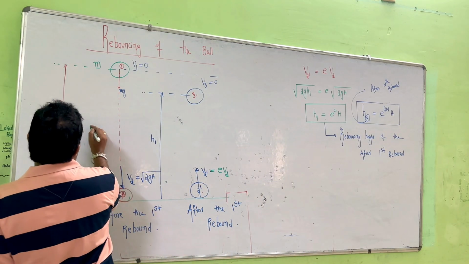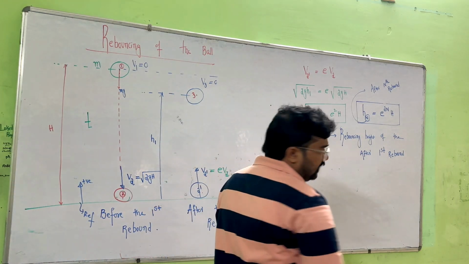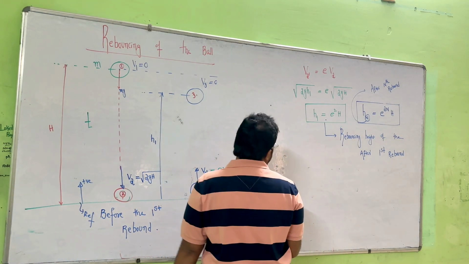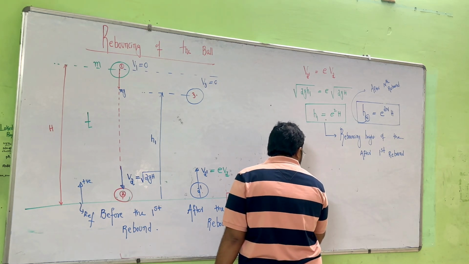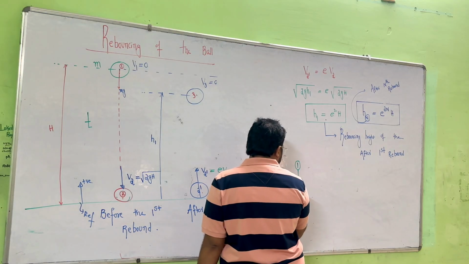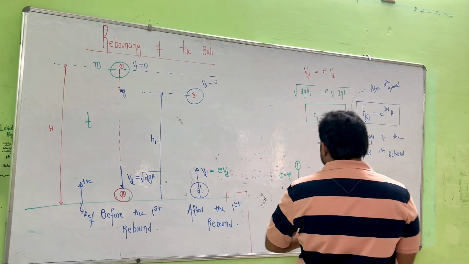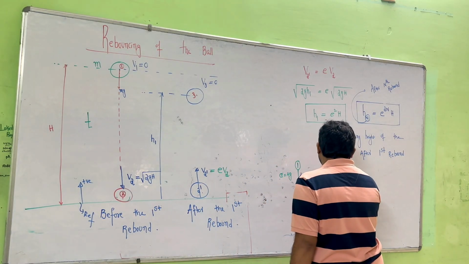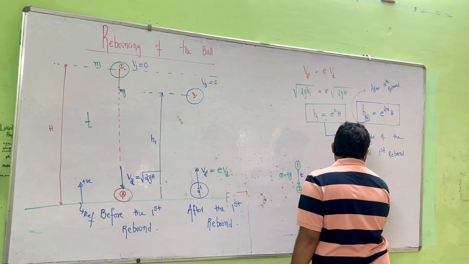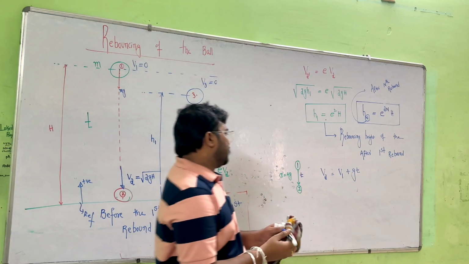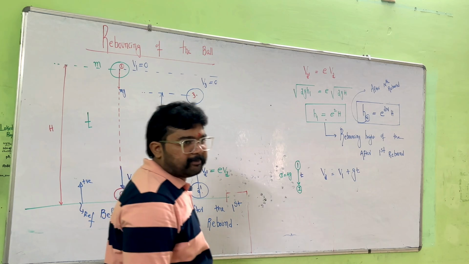Now, what is the time t? How to calculate time t? From position 1 to 2, downward, a equals plus g. Using v equals u plus gt, final equals initial plus gt. This would be time t1. Understood?